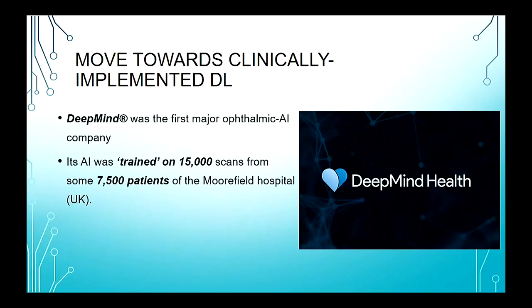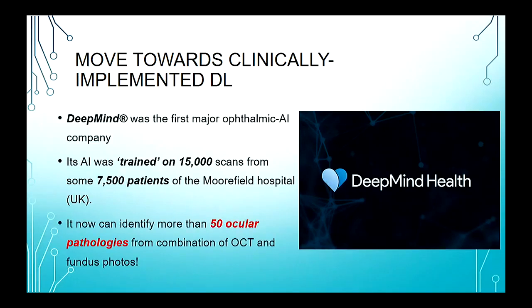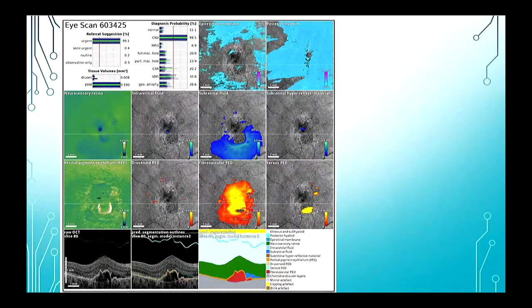They trained their network on 15,000 scans from Moorfields Eye Hospital, which is the largest eye hospital in the world. And the network can detect 50 different eye diseases from OCT and fundus photos. So this is the sort of images that the DeepMind network sees: the newer OCT as well as the original OCT machines.